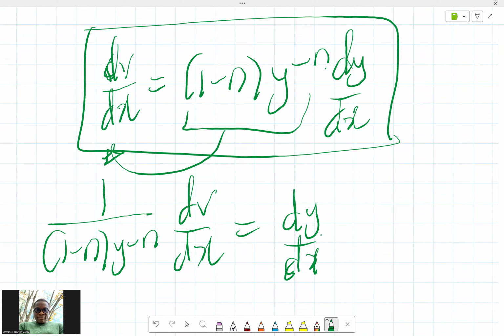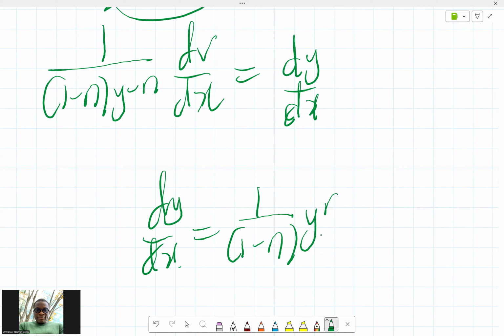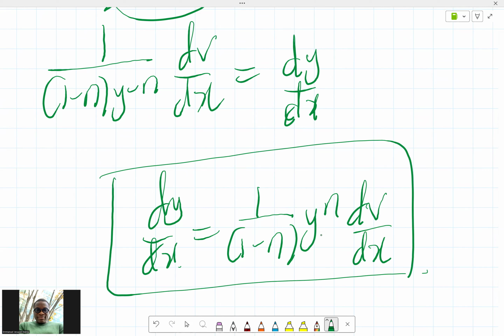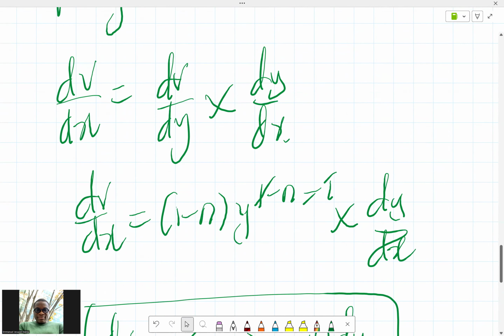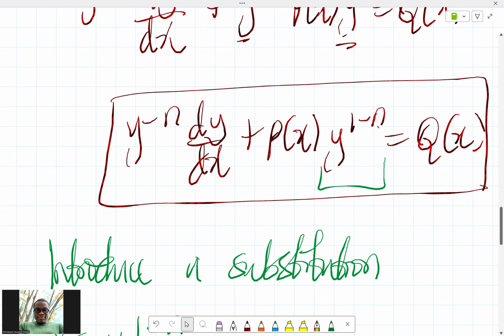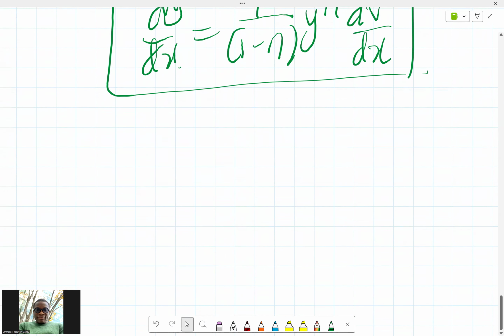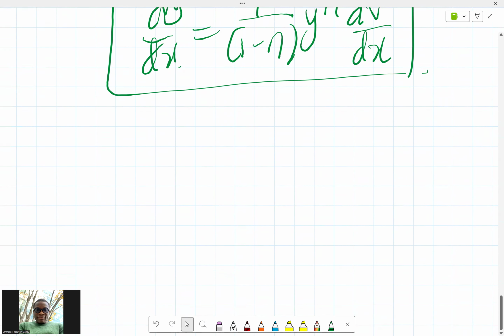So we do the transfer down here. We can say that dy/dx in that situation would be 1 over 1 minus n, y raised to the power n, dv/dx. So that could lead to the total transformation of that whole expression like that. But let's rest that and move on to other things. We'll revisit that later.